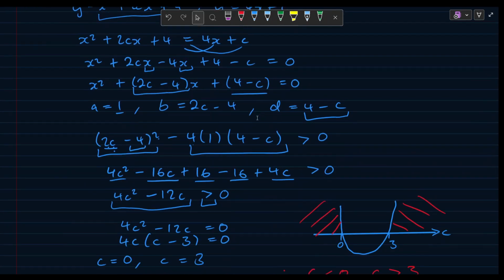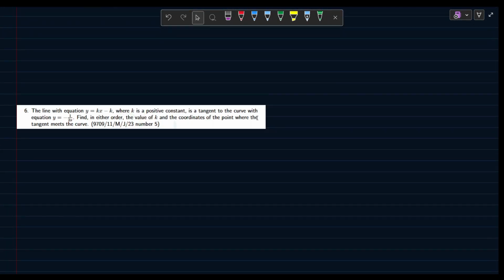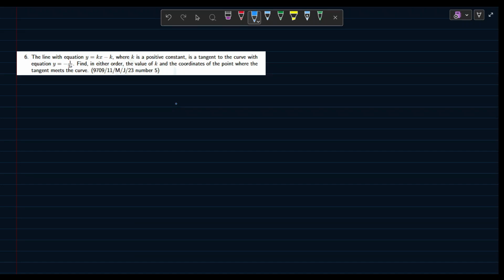Alright, let's look at one last example together. So we've been given that the line with the equation y equals kx minus k, where k is a positive constant, is a tangent to the curve with the equation y is equal to negative 1 over 2x. Find in either order the value of k and the coordinates of the point where the tangent meets the curve.